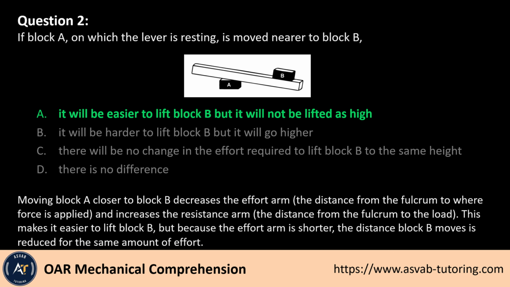The answer is A. Moving block A closer to block B decreases the effort arm, the distance from the fulcrum to where force is applied, and increases the resistance arm, the distance from the fulcrum to the load. This makes it easier to lift block B, but because the effort arm is shorter, the distance block B moves is reduced for the same amount of effort.